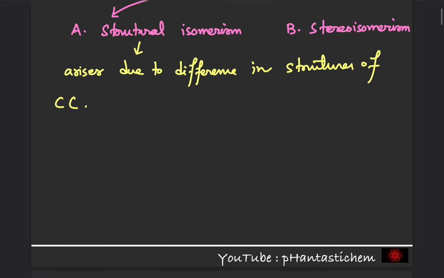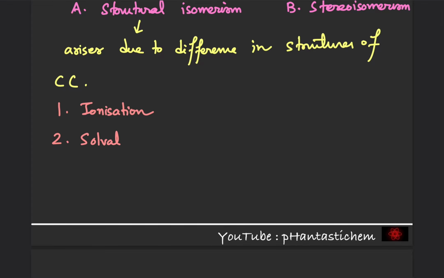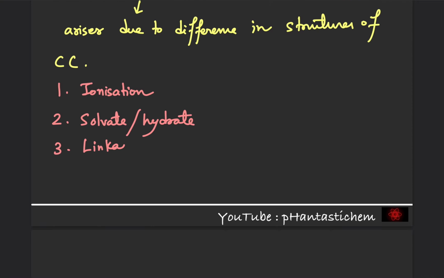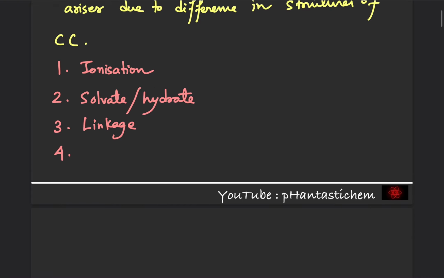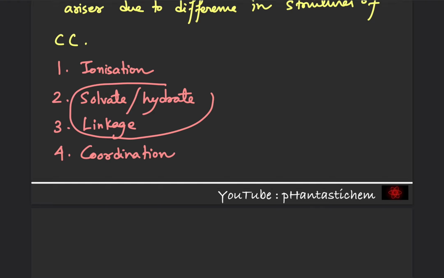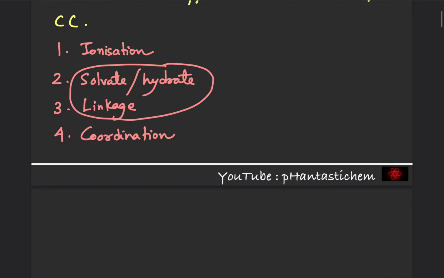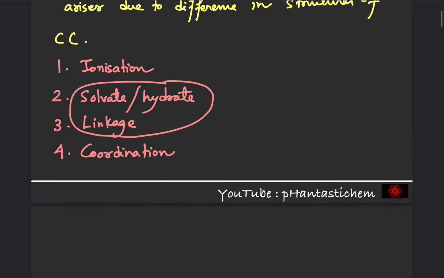So those four types are: first one is ionization, second one is known as solvate or hydrate, third one is linkage, and fourth one is coordination. So let's discuss solvate or hydrate and linkage in detail since they are present in list 2. These two are important. Let's talk about solvate or hydrate isomerism first.